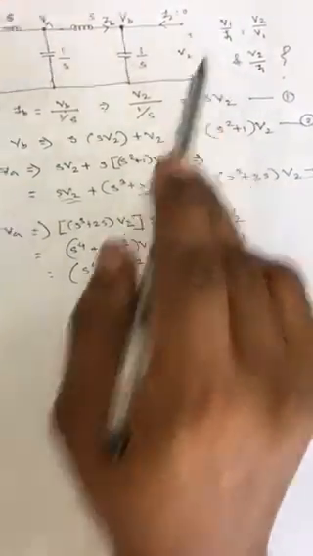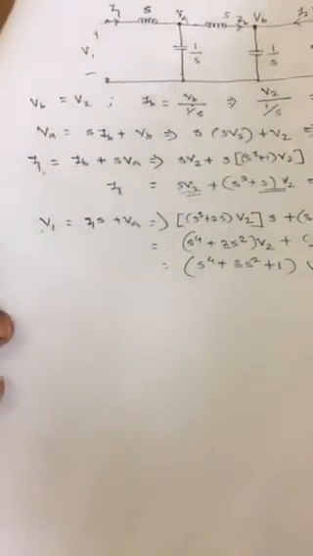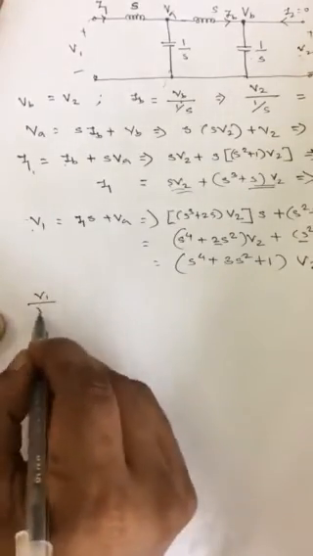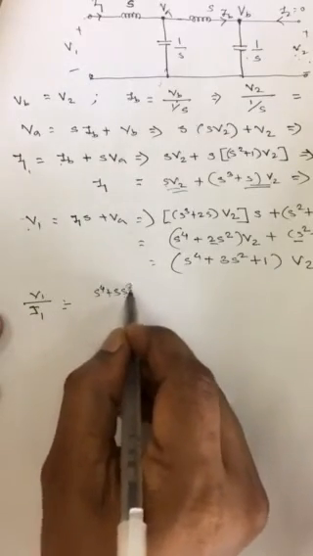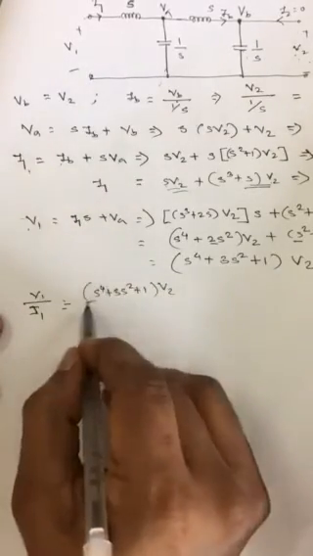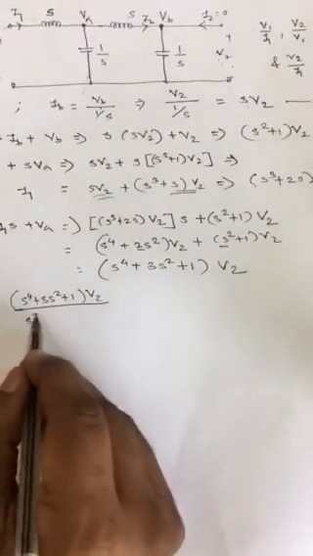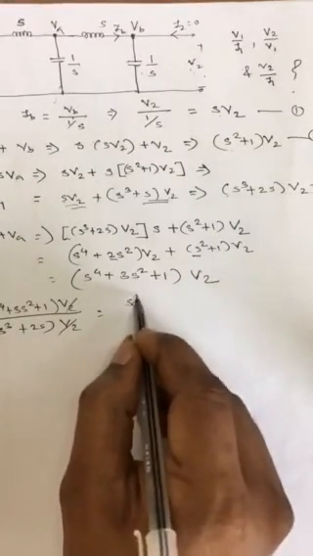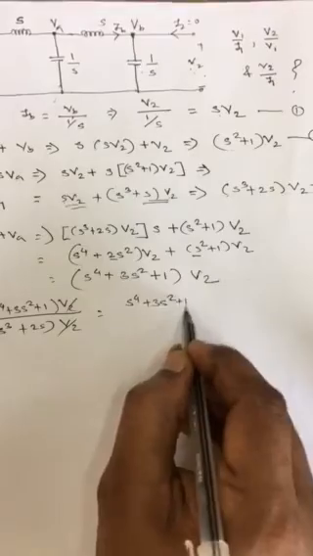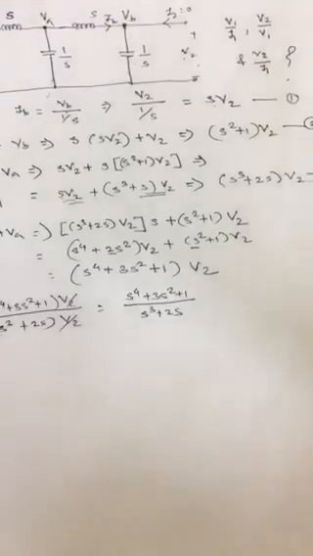Now see V1 by I1. So I have V1, I have I1. Okay, so just simply you can arrange them. V1 by I1 is equal to V1, we have S4 plus 3S square plus 1 V2, divided by I1, which is, see here, S cube plus 2S into V2. V2 will get cancelled and this will be S raised to 4 plus 3S square plus 1 divided by S cube plus 2S. Okay, this is V1 by I1.